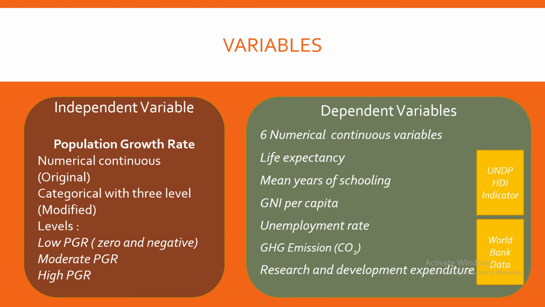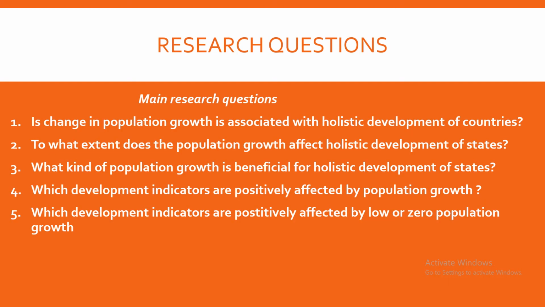These are the variables. Now I am going to the main research question, which sir is also demanding. My main research question is: is change in population growth associated with holistic development of countries? Similarly, another research question: to what extent does population growth affect holistic development of states? Another is: what kind of population growth is beneficial for holistic development of states? This is very relevant for policy makers at state level and international level, because while forming population and development policies, what kind of growth there should be is a question unanswered till now. So I am taking this as one question.